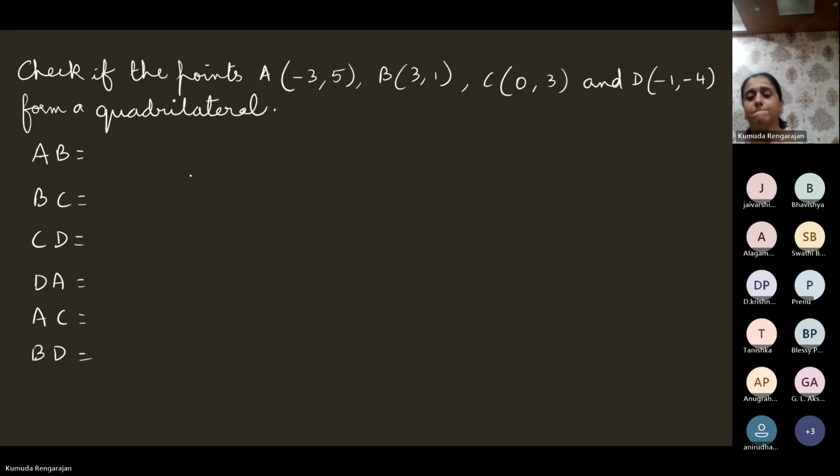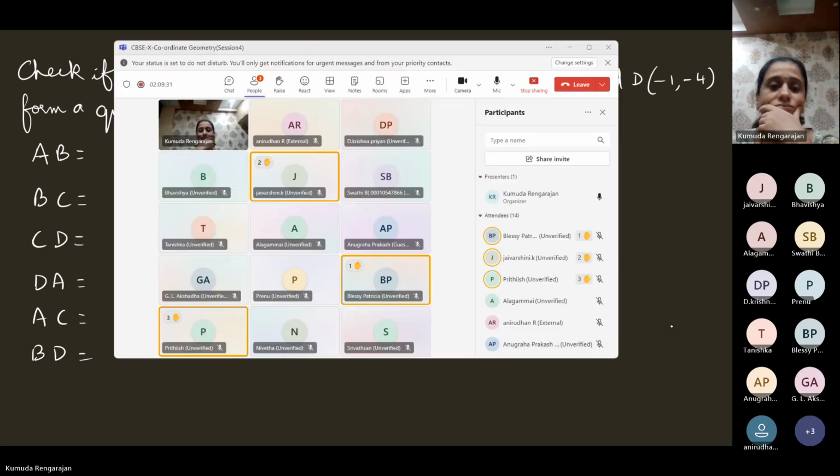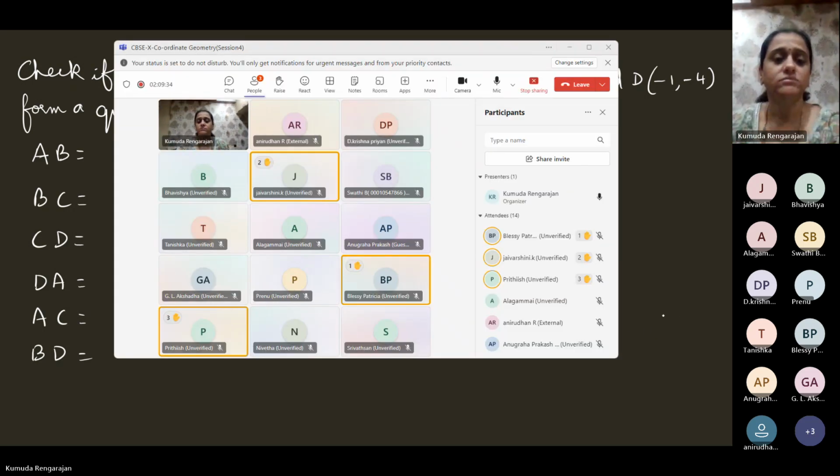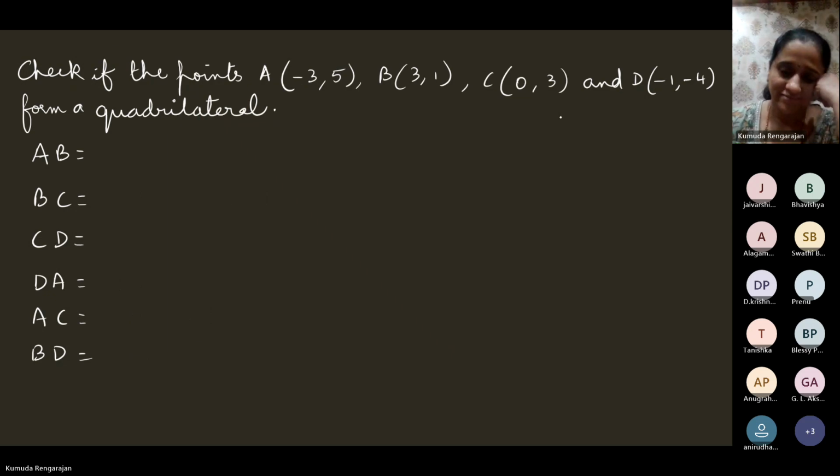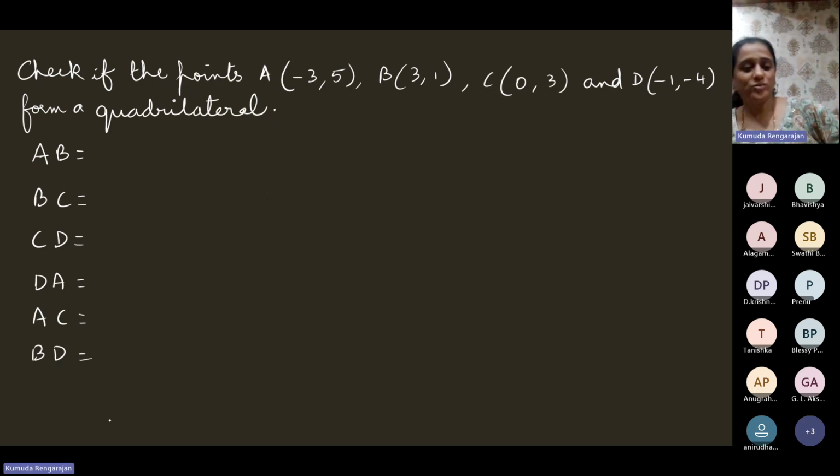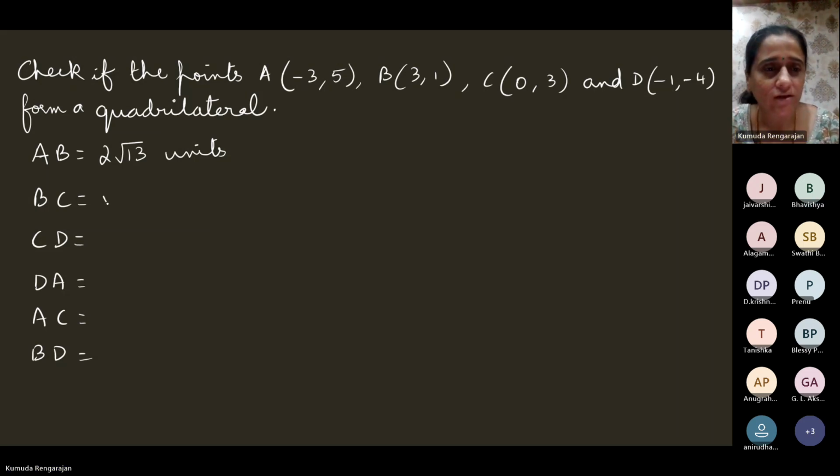Yeah, AB is 2√13. Thank you, Prenu. Okay, 2√13. All right. Next. BC root 13. Bhavishya, BC is? Root 13. 13 units. Okay.